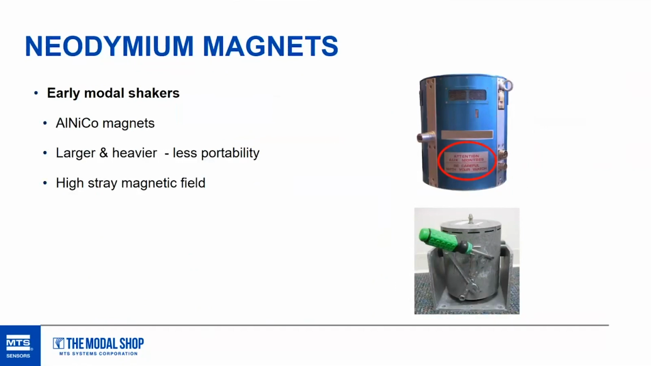Those magnets could generate a certain magnetic field, and to get to the forces that we wanted, we had to use larger magnets. So that made the shaker heavier and less portable. And you also had a high magnetic field around the shaker, which is not the most desirable thing to have if you're testing something that can be susceptible to the magnetic field. So you can see here the tools are attracted to the shaker through the big magnetic field, because basically the magnet size is the diameter of the shaker.